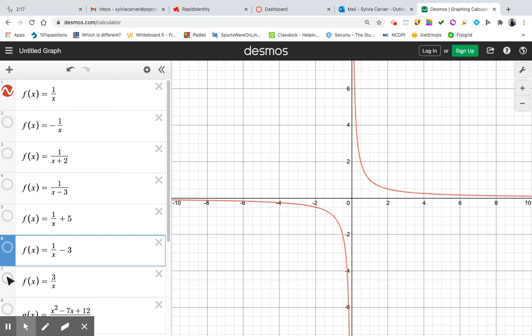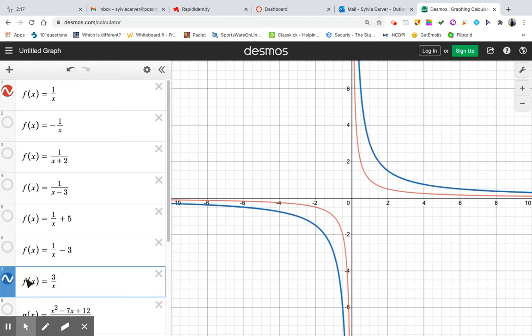Notice what's going to happen for my parent function, which is this one right here in the red. Notice the blue. This is a vertical stretch by a factor of 3. So the whole rational function, think rubber band, you're stretching it out, is a vertical stretch by a factor of 3. These transformations are all the same that we've been studying for every type of function.